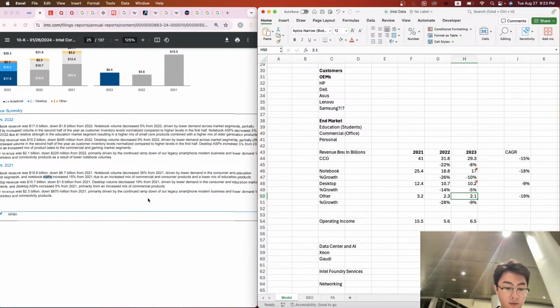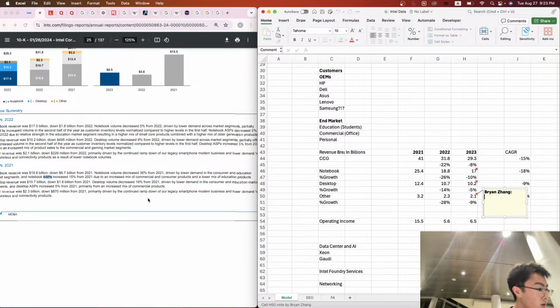Shift Fn F2. Of legacy smartphone business and lower demand of wireless and connectivity products as a result of lower notebook volumes. Okay.